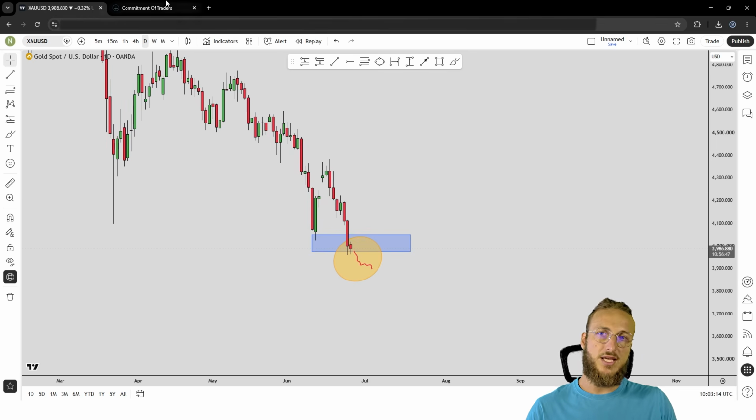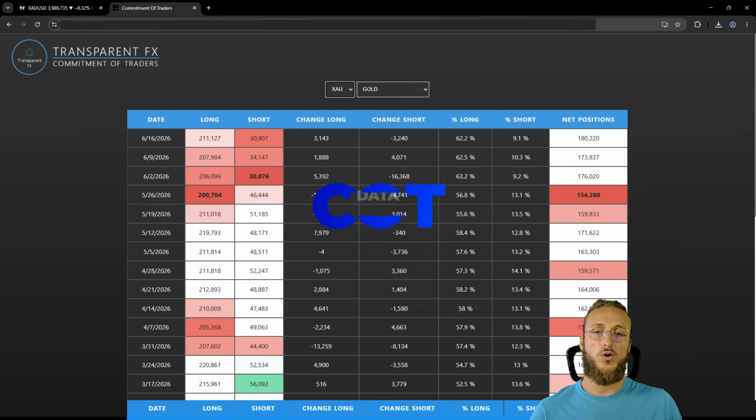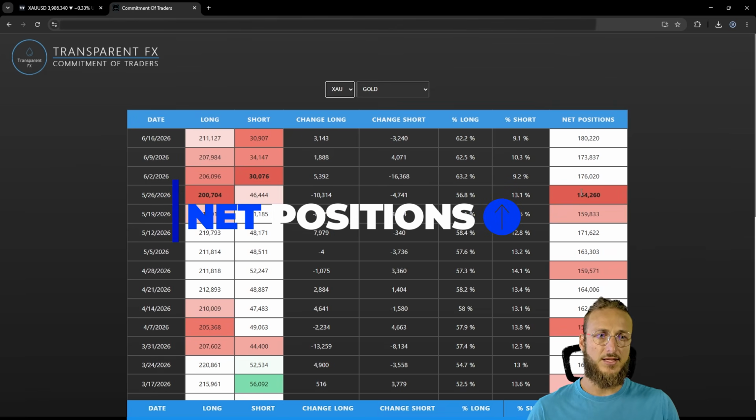Now, speaking about institutional buying, if we move to the commitment of traders to see what the big players in the market are doing, we can look at the data for gold, and this is already gold against the USD because the data is already reported against the USD. And what we can notice here is that with the last report, net positions got increased. In fact, with the last few reports, net positions got increased.